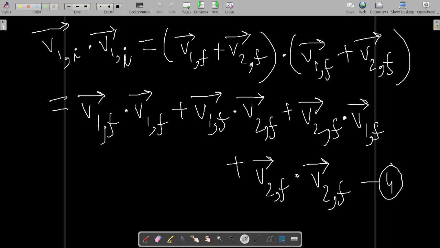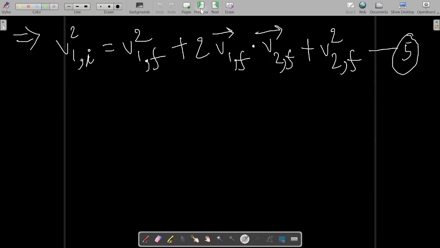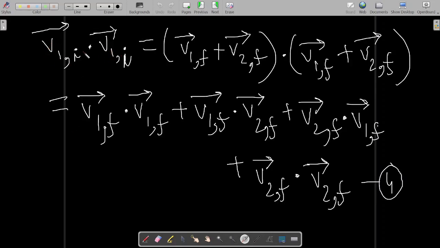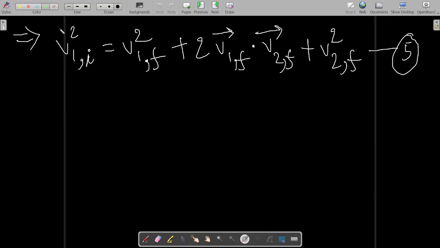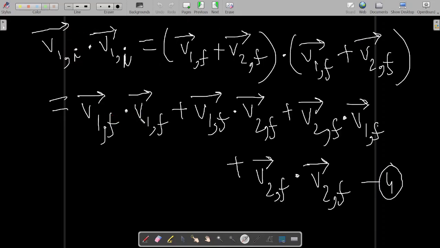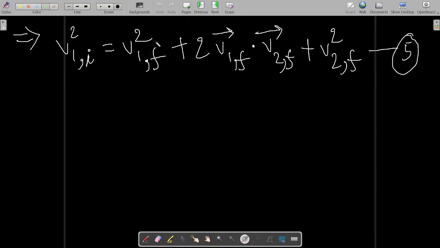Now the dot product is commutative. This multiplied by this and this multiplied by this are both dot products, so we can write it as 2 times. The dot product of a vector with itself gives the magnitude squared, because the dot product is scalar in nature. So it will be v1,i squared without the vector sign, and similarly v1,f squared without the vector sign.